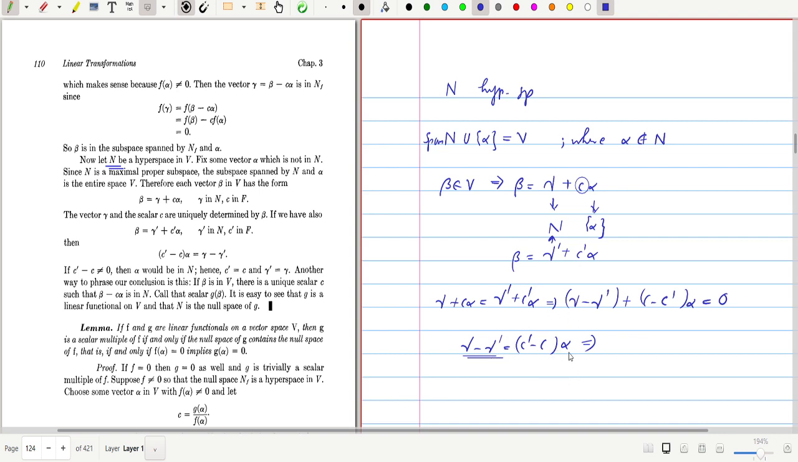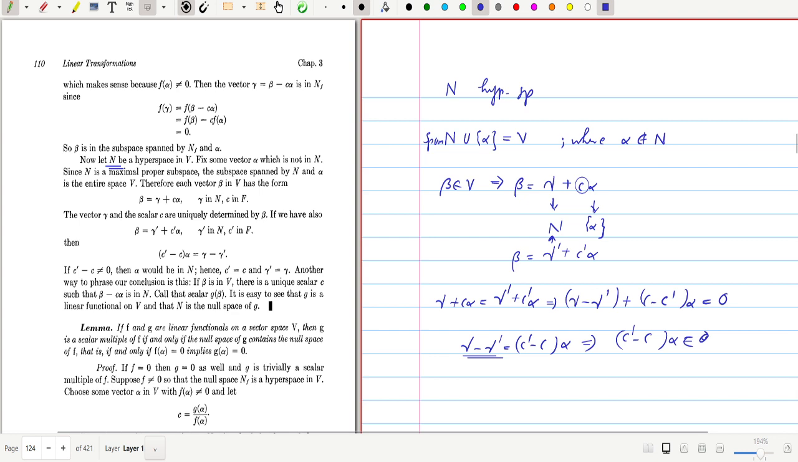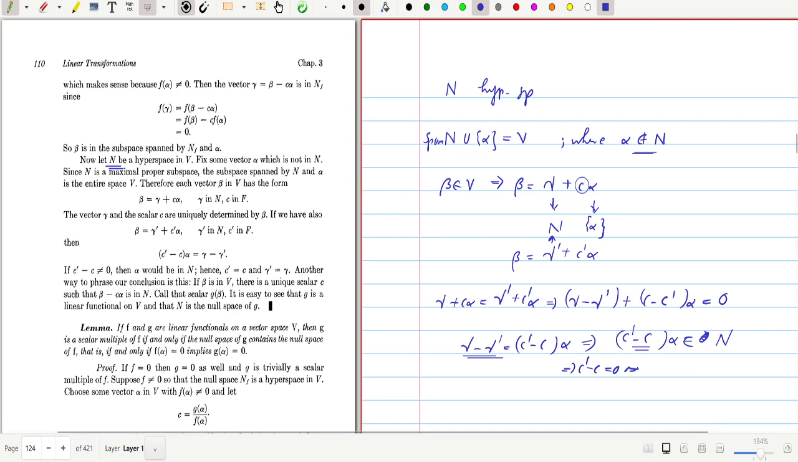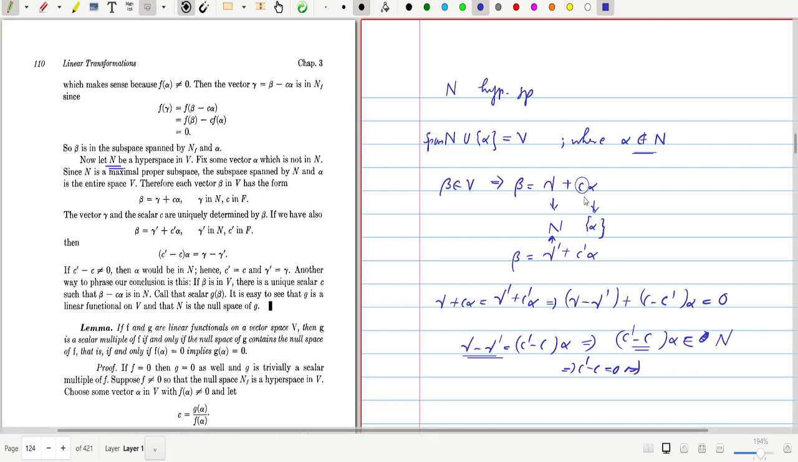If this is the expression, then the right side is an element of N. That is a contradiction because alpha is not in N. This is a contradiction if this C prime minus C is non-zero. Clear? Because if this is non-zero, you can say that alpha is an element of N by dividing with this. That will be a contradiction because we started with alpha which is not in this N. So this implies that C prime minus C equal to 0. Consequently, C is equal to C prime.